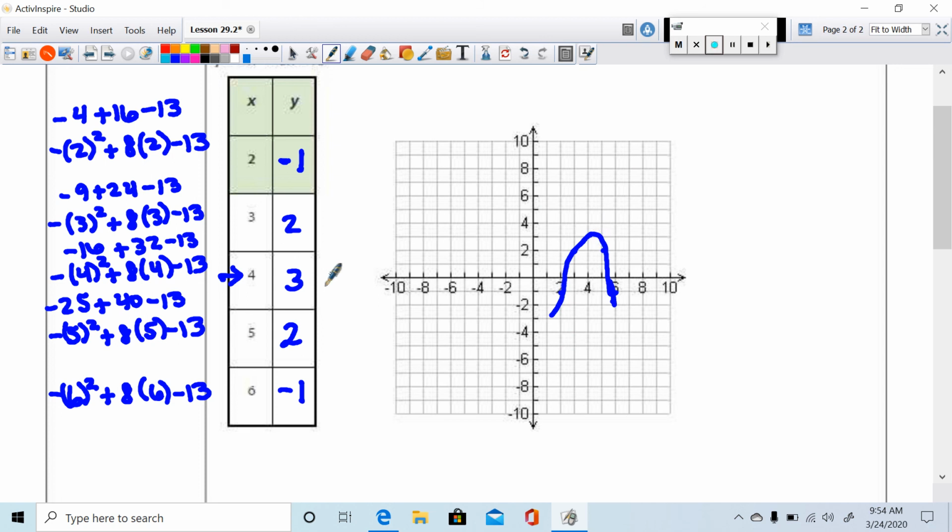Now, as I said before, the vertex is the turning point, and since this parabola opens down, it is a maximum. So you have a maximum at 4, 3.